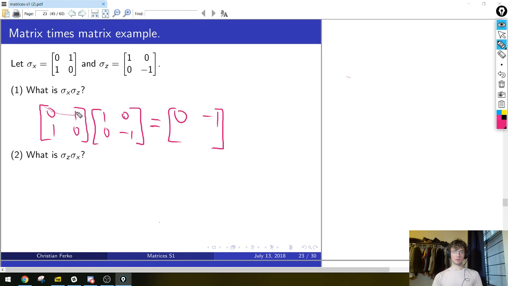So to get the top right, you take the top and the right. So 0 times 0 plus 1 times minus 1. Right. So let me see. That would be 0 times 0 plus 1 times negative 1. So negative 1. Good.